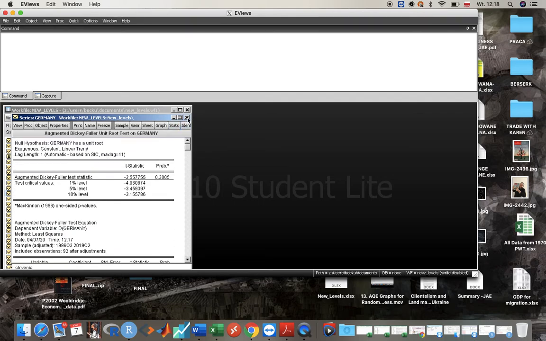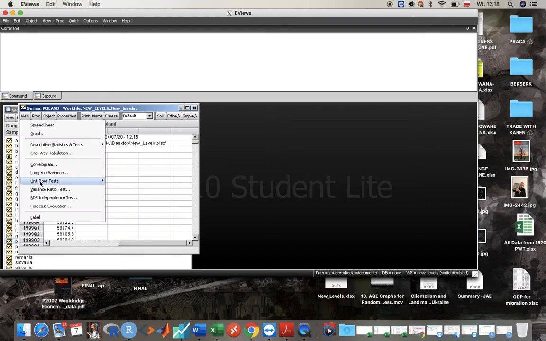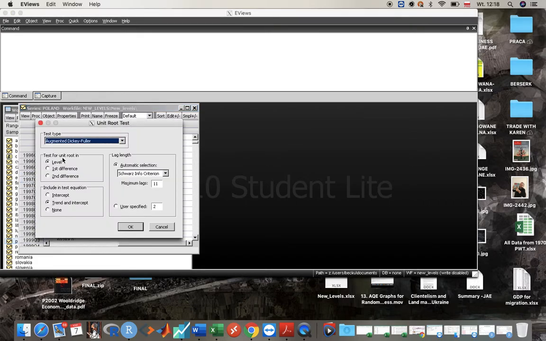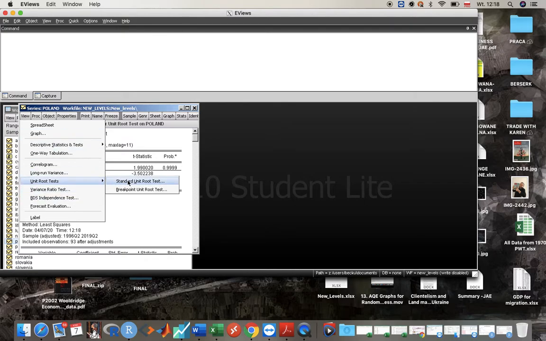Okay, now let's do the same thing for Poland. So we open Poland, unit root, and let's start with just intercept. Well, so here we see null hypothesis: Poland has a unit root, 0.999. So here we have, look, contrary to the estimates we've obtained with OLS, very, very strong evidence that Polish GDP has a unit root. Okay, so now let's see what happens if I add time trend.